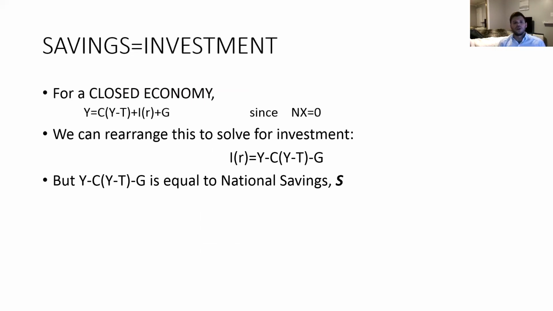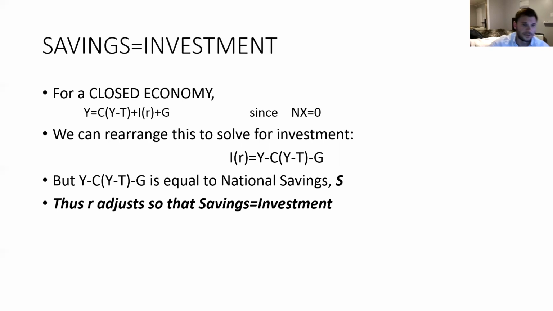Meaning, when R adjusts to put the goods market in equilibrium so that Y equals C plus I plus G, the market is also equilibrating to put the loanable funds market in equilibrium so that savings equals investment. So saying that the goods market's in equilibrium implies that the financial market, or the loanable funds market, is in equilibrium, and vice versa. Both are true.